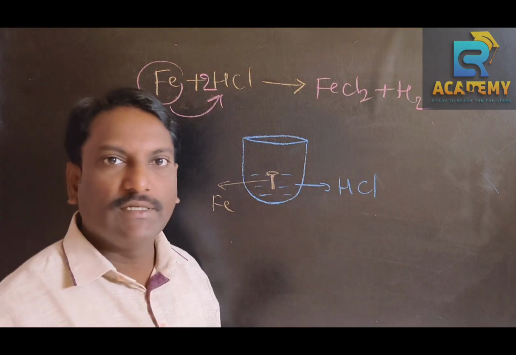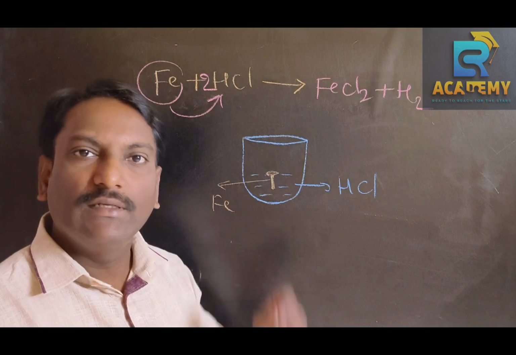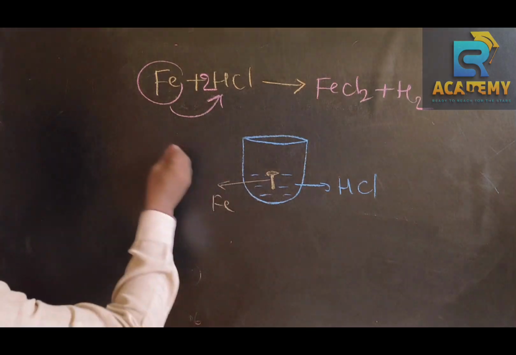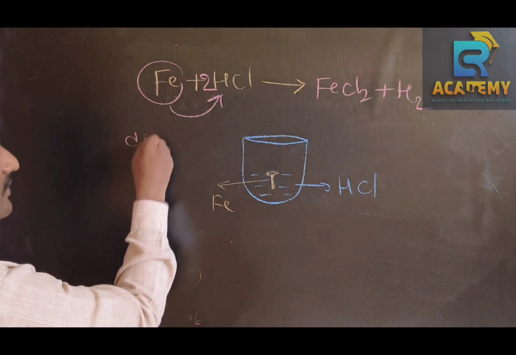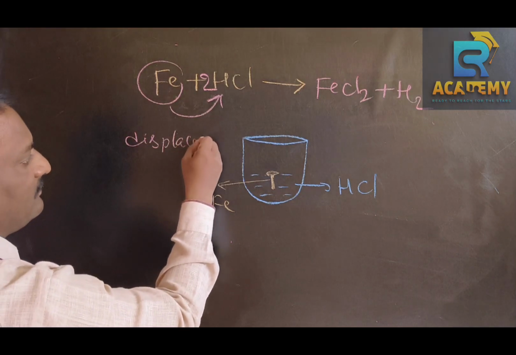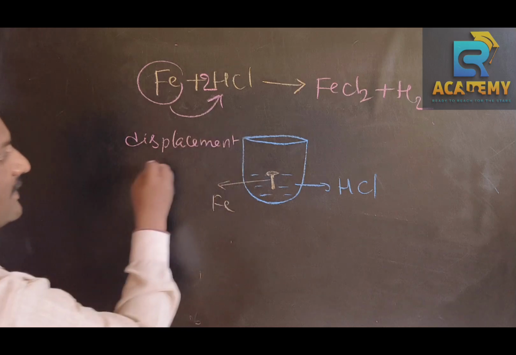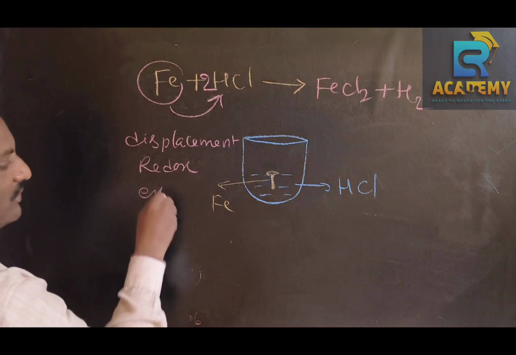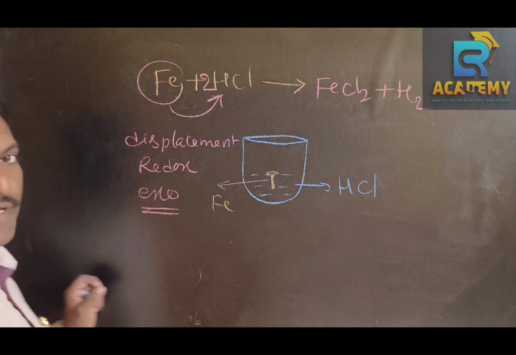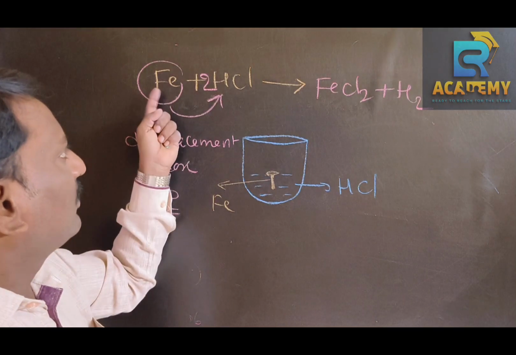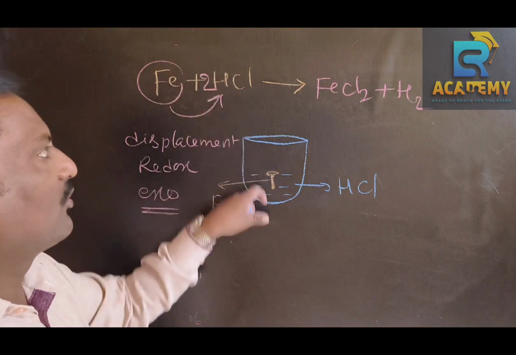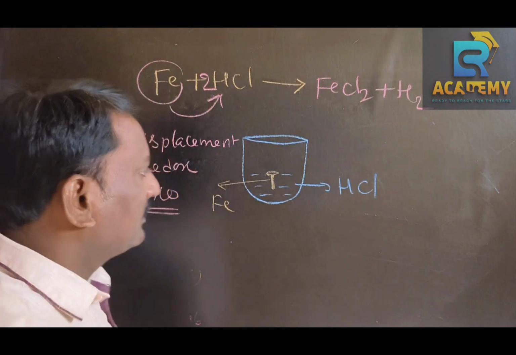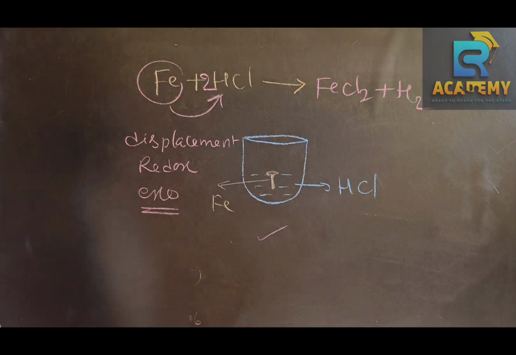What kind of reaction is it? It is a displacement reaction, a redox reaction, and an exothermic reaction. Please make a note of it. So when iron filings are dropped in hydrochloric acid, you will get iron chloride along with hydrogen gas. Right? Make a note.